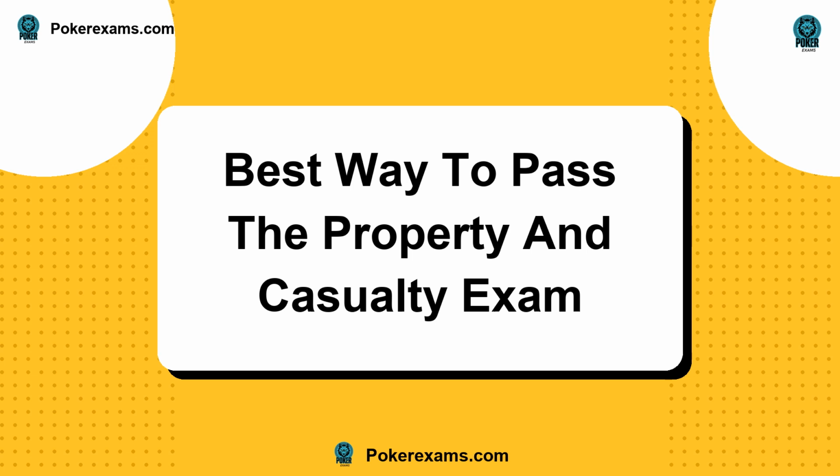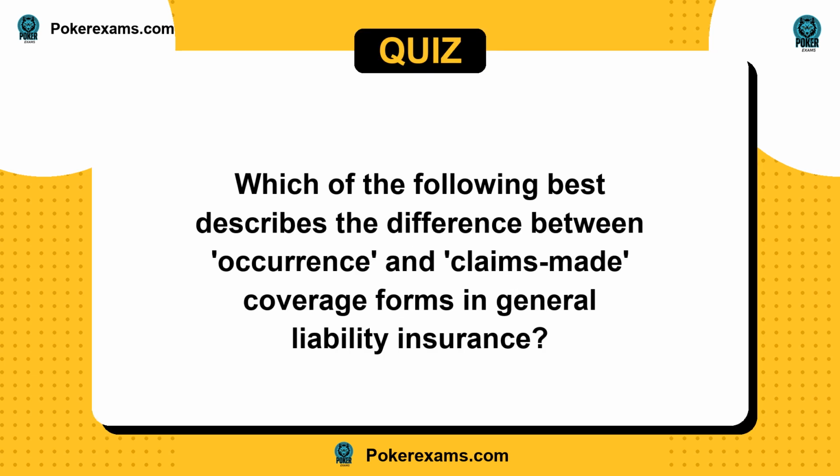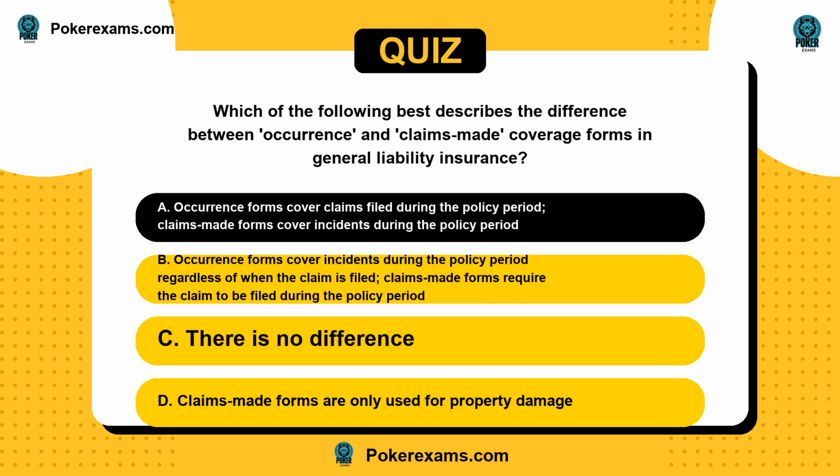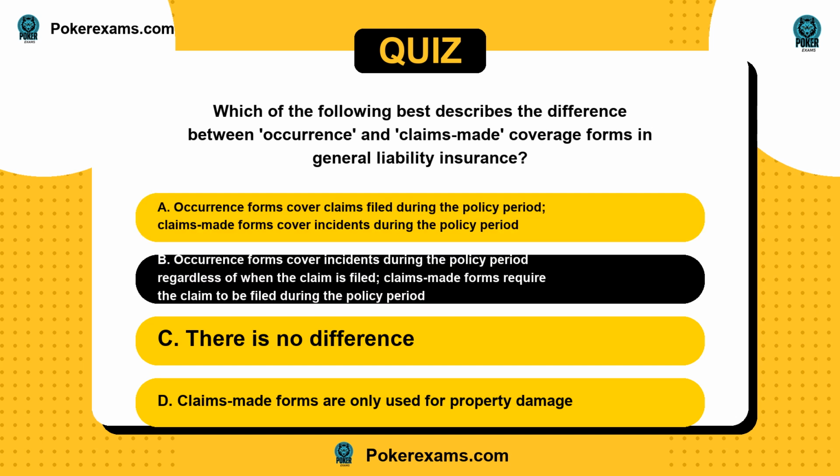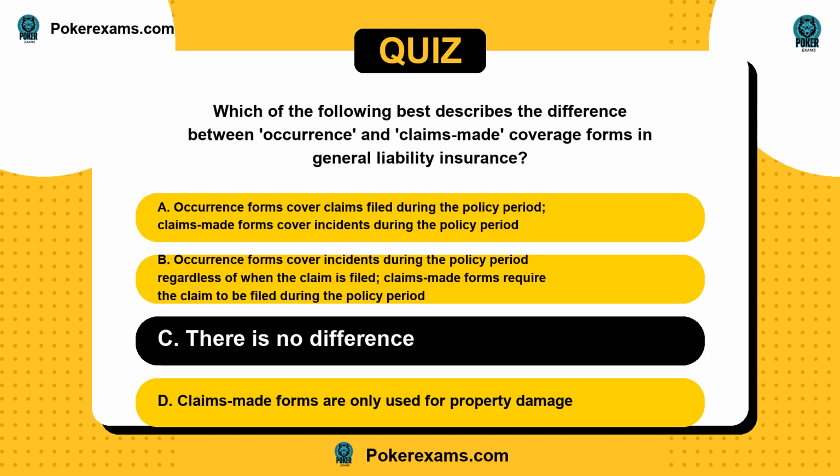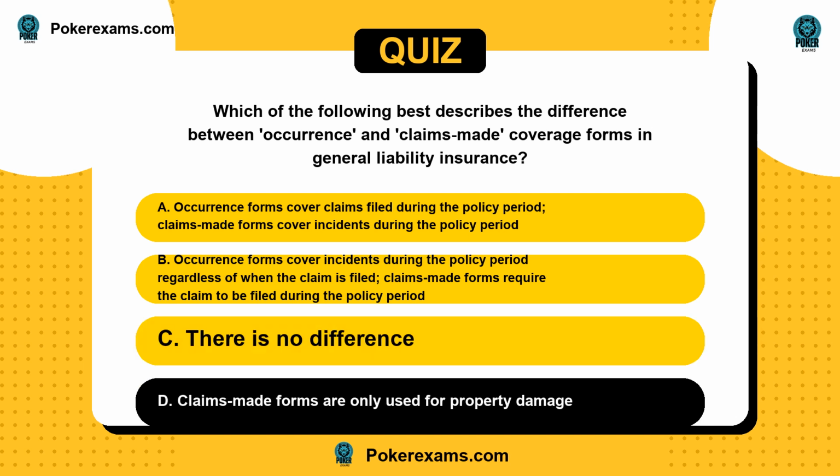Welcome to the quiz. Which of the following best describes the difference between occurrence and claims-made coverage forms in general liability insurance? Is it A, occurrence forms cover claims filed during the policy period, claims-made forms cover incidents during the policy period? Or B, occurrence forms cover incidents during the policy period regardless of when the claim is filed, claims-made forms require the claim to be filed during the policy period? C, there is no difference? Or D, claims-made forms are only used for property damage?